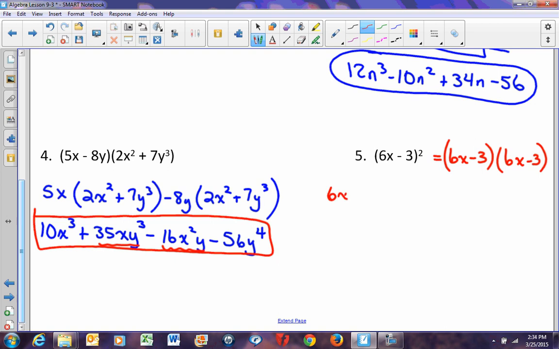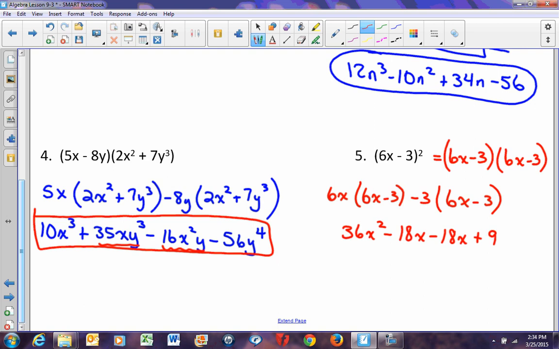So I'm going to have 6x times 6x minus 3, minus 3 times 6x minus 3. So that will give me 36x squared minus 18x minus 18x plus 9. Watch your signs. Negative 3 and negative 3 is positive 9. So this gives me 36x squared minus 18 and 18 is 36x plus 9. And I'm done.